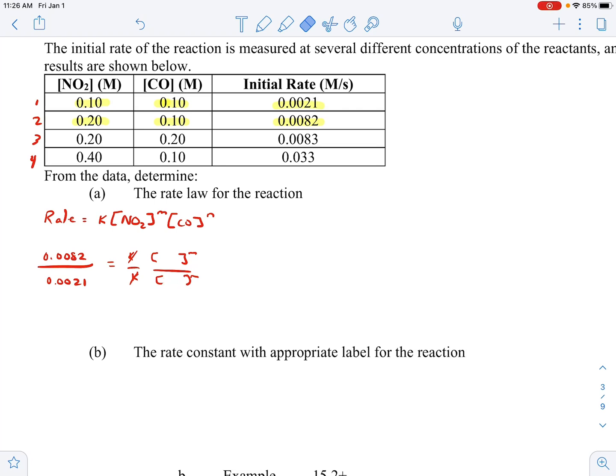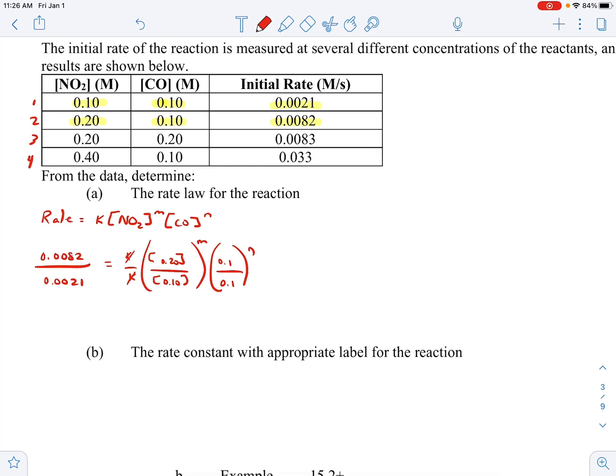All right. So we're talking about NO2. We've got 0.20 over 0.10. And then we've got the same thing with our CO, except this one's 0.1 over 0.1 raised to the power of N. And we can put those outside the brackets. That might make more sense to us if we put it outside the bracket. So if this is 1 raised to any power, it's not going to affect it. So that goes away collectively.